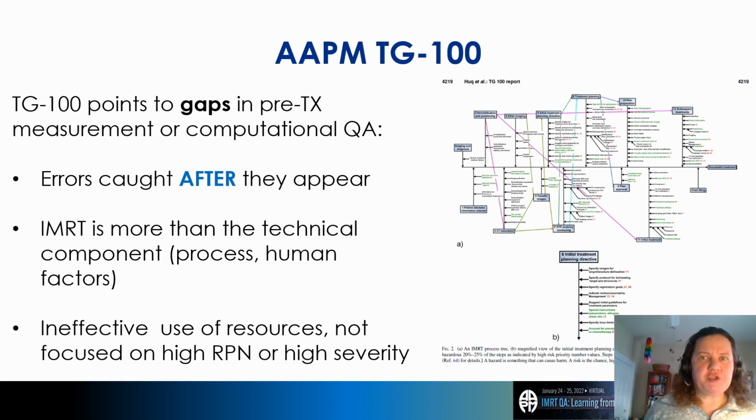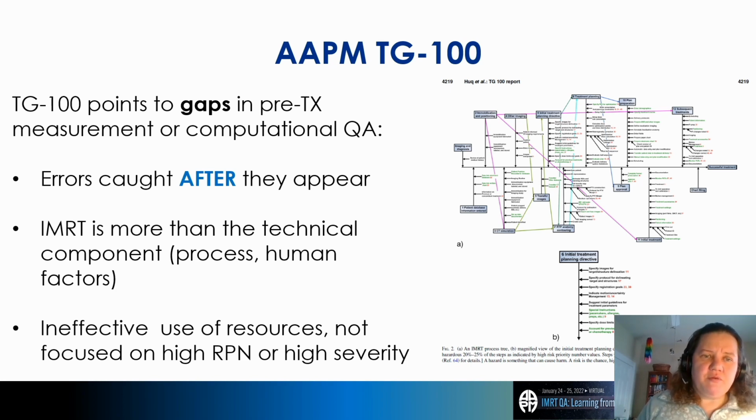So AAPM Task Group 100 was the first task group that really pointed to the gaps in the pre-treatment QA measurements or computational QA in several components. And here on the right, you can see the IMRT process tree, simplified actually, that you can find in TG100. So first of all, when you do measurement QA and something fails, that means you caught an error after it was introduced into the system. That is not very efficient.